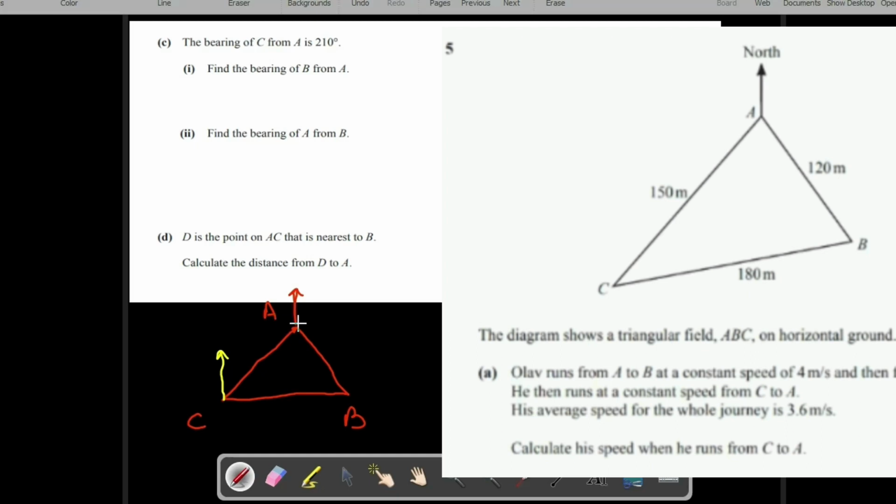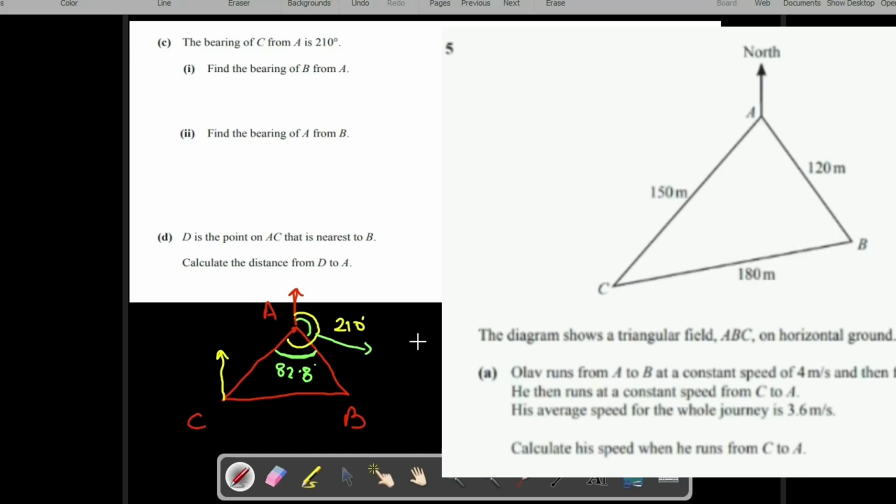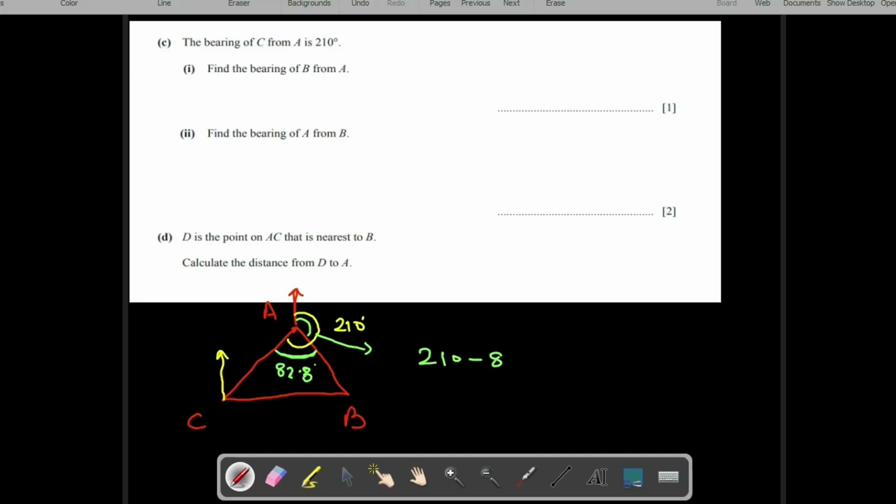So for this question, the bearing of C, that means the direction of C from A, is this 210. This angle is given as 210. And if we remember, we identified this angle, which was 82.8. So we have this angle, and we can identify this angle, right? So this angle is going to be 210 minus 82.8, which is going to be 127.2.